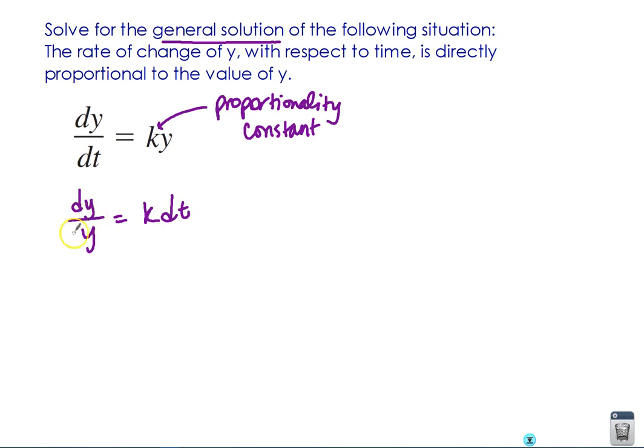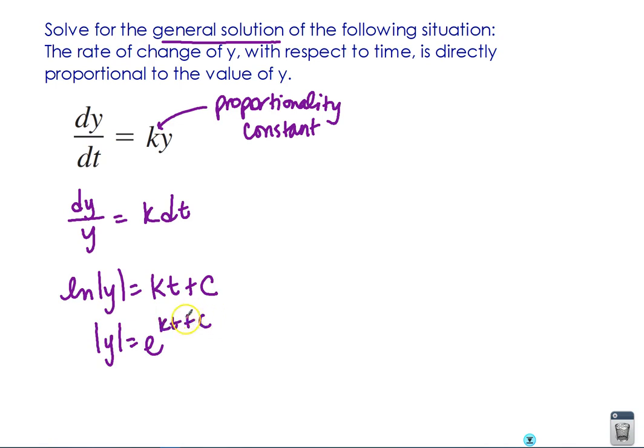Okay, so dy over y becomes the natural log of the absolute value of y, and then this becomes kt plus c. Now remember, instead of an x, I'm using t, so that's why this is a t, and k is just a constant, okay? But it's our proportionality constant, so that's why I leave it as k, and then I still have plus c for my constant of integration. Okay, so now I just need to solve for y, so the absolute value of y is equal to e to the kt plus c.